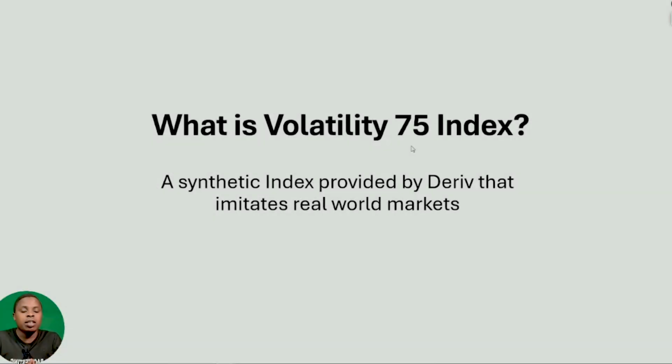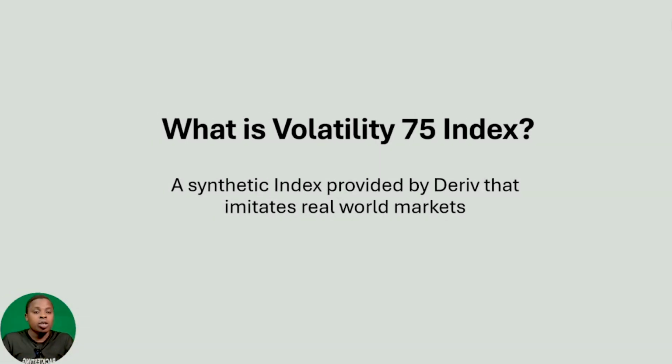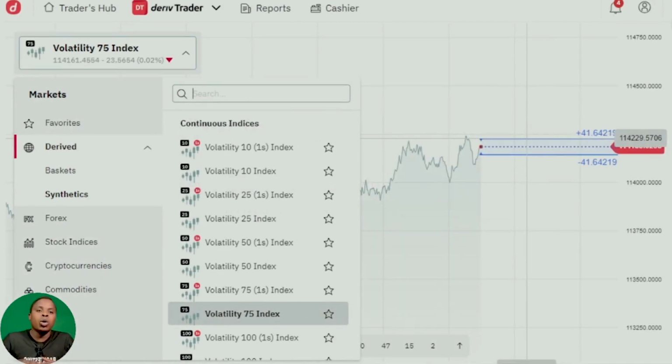Okay, so what is volatility 75 index anyway? This is just a synthetic index that is provided by Deriv. Deriv provides these synthetic indices, which are not real world markets, but a computer generated market. But this market imitates what happens in the real world markets, which means all the analysis that we can do, except for news or fundamental analysis, can work.